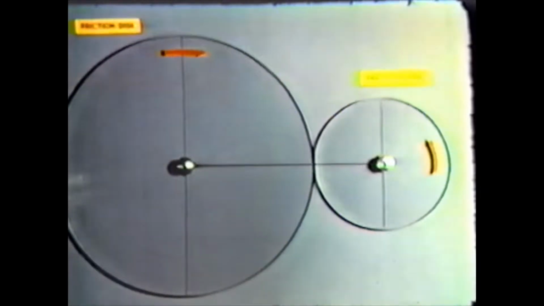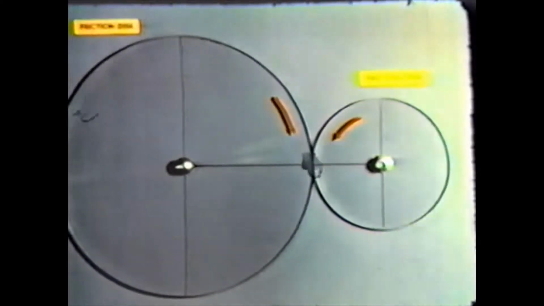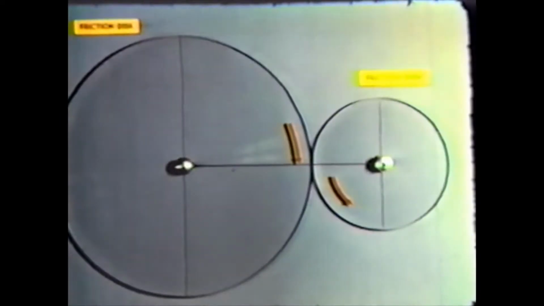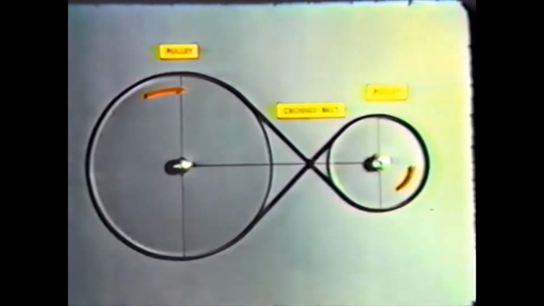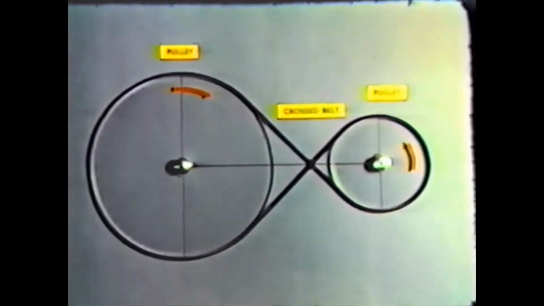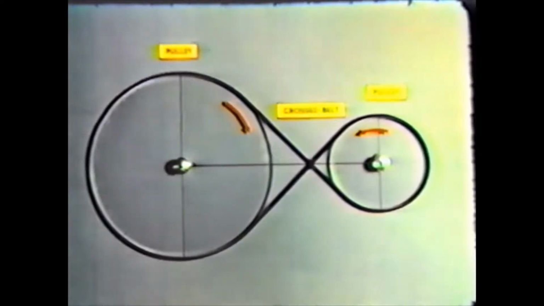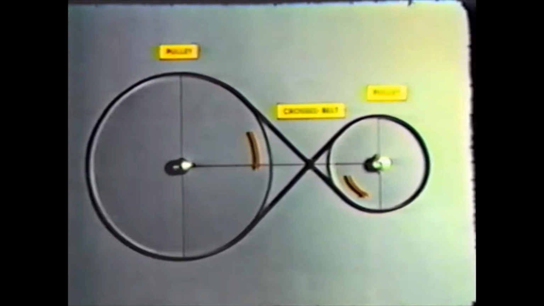Friction discs cannot be relied upon to transmit uniform angular velocity because they lack positive driving contact. As soon as sufficient load is imposed upon these members, slippage between the discs occurs. Crossed belts are more dependable than friction discs, but here again, because of the lack of positive driving contact of the belt on the pulleys, when sufficient load is applied, belt slippage occurs, and uniform angular velocity cannot be maintained.